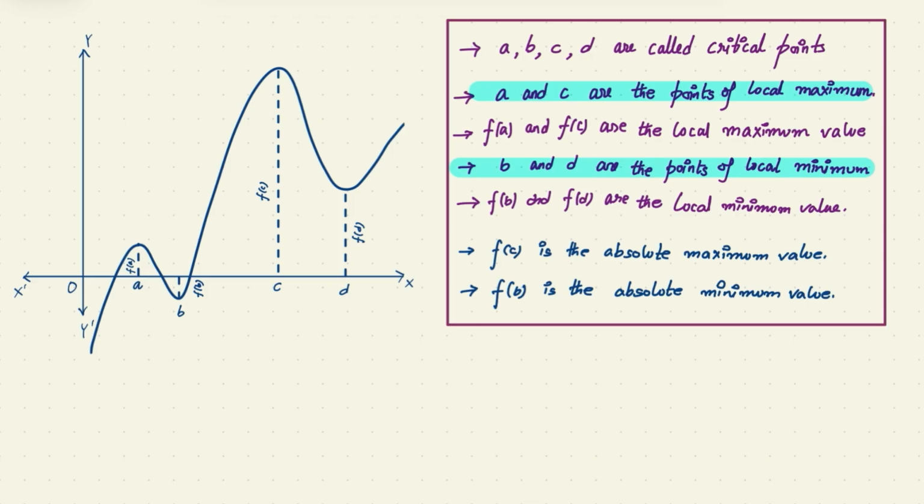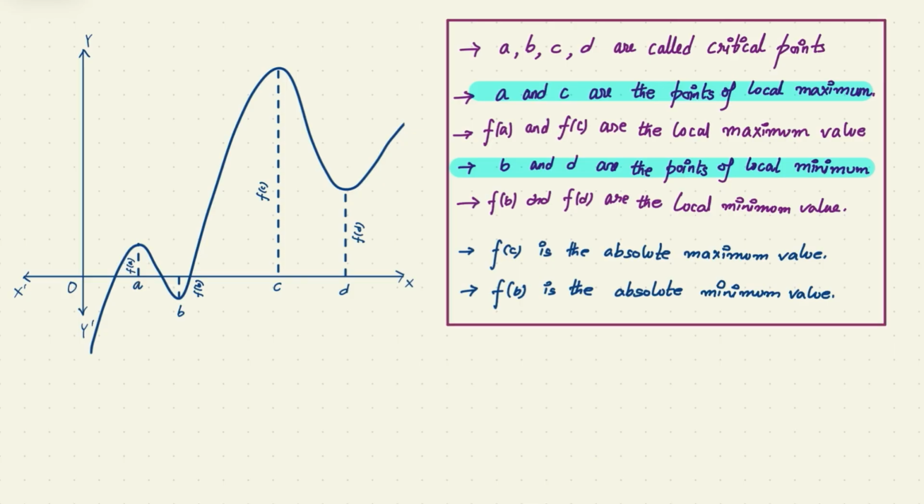minimum. If you see here at point B, the function has been decreasing and then started increasing, okay? So at point B we are getting the least value of the function, and similarly at point D also we are getting smaller values of the function around its neighborhood. The corresponding values F(B) and F(D) are called the local minimum values, okay?